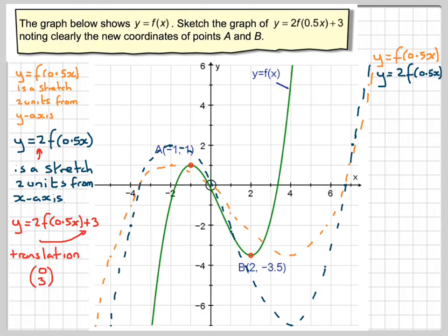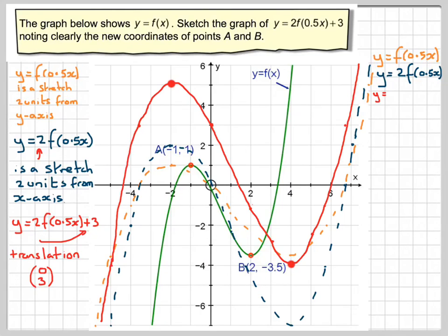And then following that we do 2f of 0.5x plus 3, which is the translation (0, 3). So we take the blue graph here and we just move everything up 3 units. We get this graph here. y is equal to 2f of 0.5x plus 3. So what you need to do is break these down into stages in order to do it.